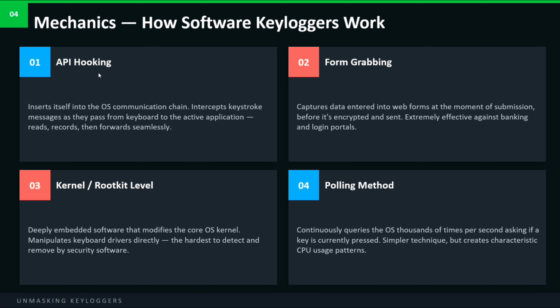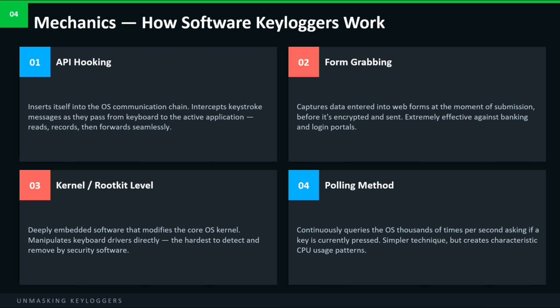First one is API hooking. This is the most common technique, because it uses the legitimate Windows API. This tells Windows that before you deliver any keyboard message to any application, send it through my function first. Windows routes every key pressed through the keylogger's callback function, meaning everything that you are typing is monitored and passed through the keylogger first. This runs in user space. That's the way modern endpoint detection systems can detect this.